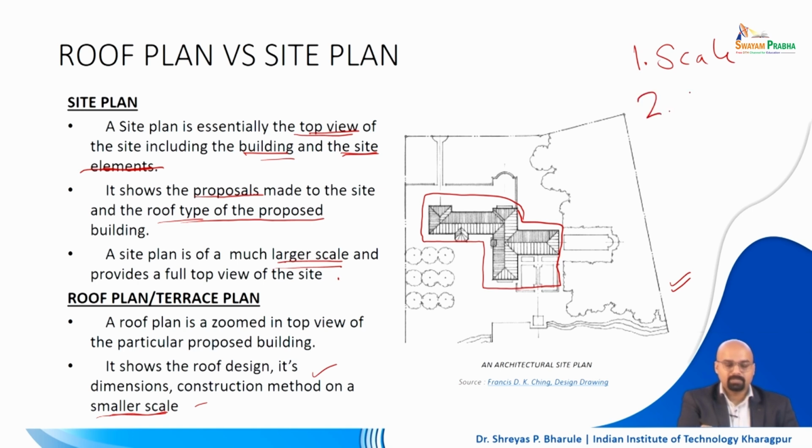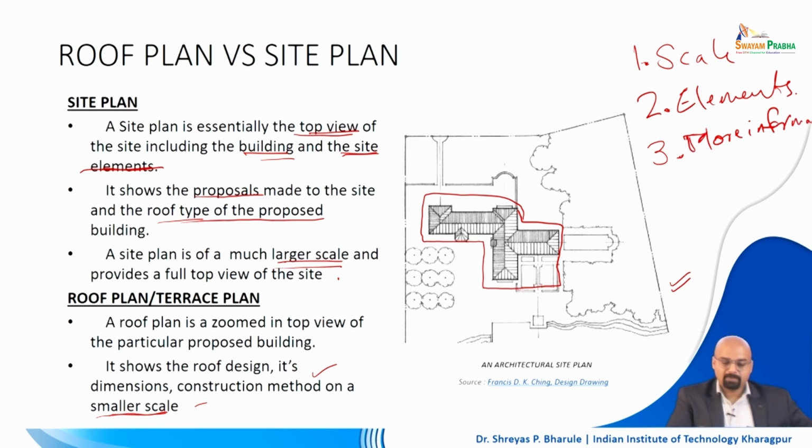Point number 2 is the number of elements, they differ, and point number 3 is both are top views, but the site plan will include more information compared to the roof plan, right. Now, that is an important detail. So, this is how we can summarize how these two differ, right.